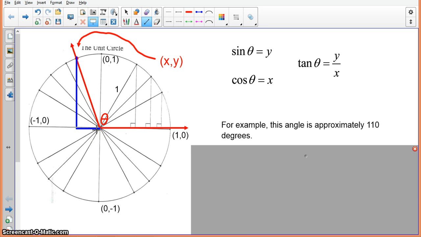You might want to watch this again to try to fully grasp it, because there's a lot that I just said in about 3 minutes. But these are the takeaway. What you should make sure to understand here is that the y coordinate is sine, the x coordinate is cosine, and if you take the y coordinate over the x coordinate, that's tangent. And the coordinates are always points on the unit circle.